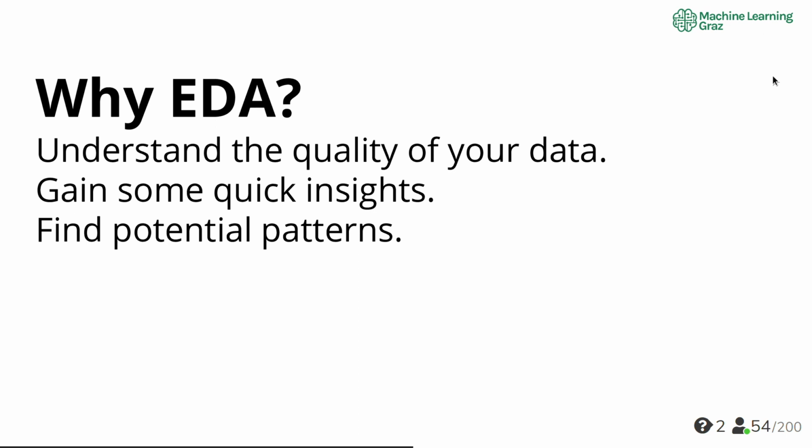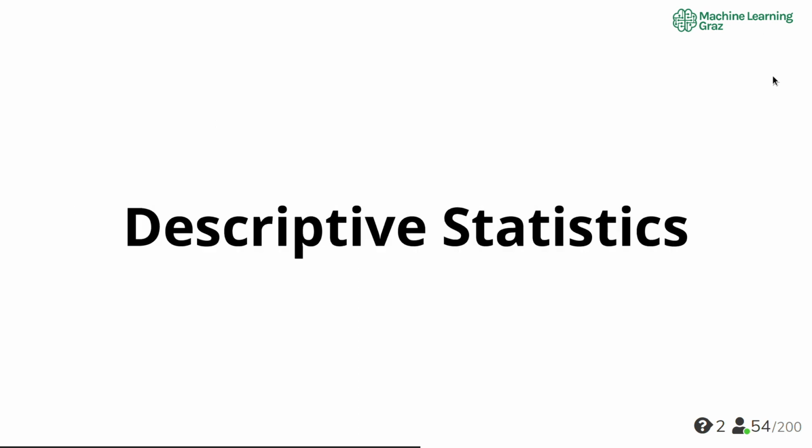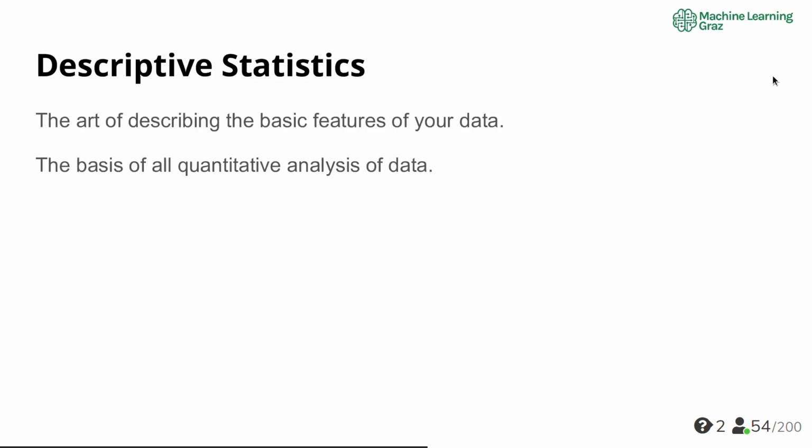Why do you care about patterns? If you want to predict something, you need to find patterns which can help you predict those things. And for this, we can use a tool called descriptive statistics. If you see the word statistics, don't worry, it will be fine. You will see descriptive statistics, you will fall in love with it. It's one of those statistics which you will actually like. Descriptive statistics is the art of describing basic properties of your data, and in essence it is the basis of all quantitative analysis you will ever do on your data.